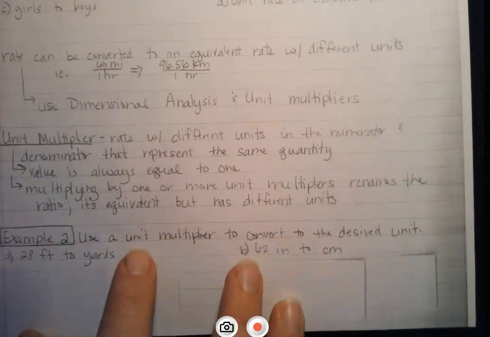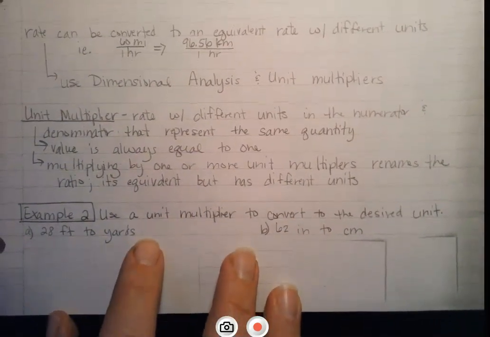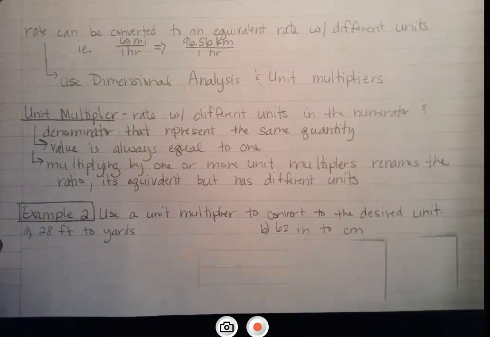Next up, a rate can be converted to an equivalent rate with different units. We've done this a little bit with dimensional analysis and the unit multipliers already. But let's look at this example. We can change 60 miles per 1 hour to kilometers per 1 hour. That's equivalent to 96.56 kilometers per hour. So all we're trying to do is convert to an equivalent rate with a different unit. And that is called dimensional analysis and using unit multipliers.